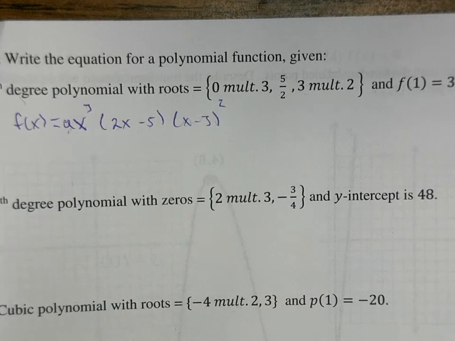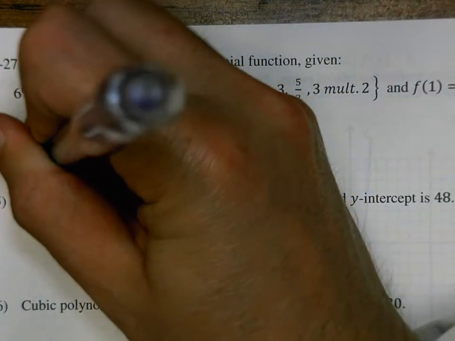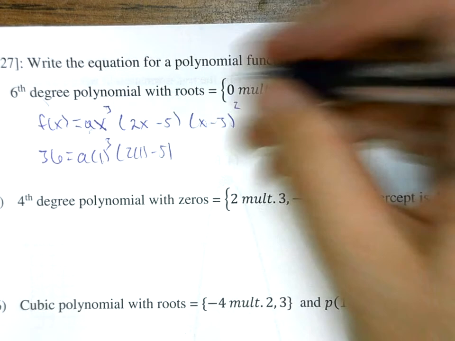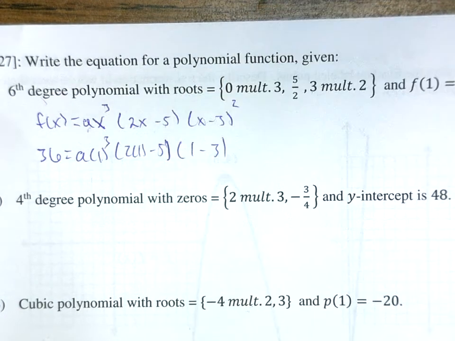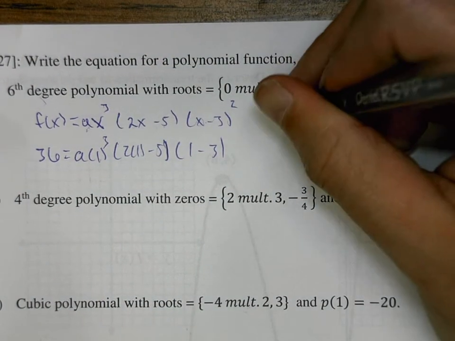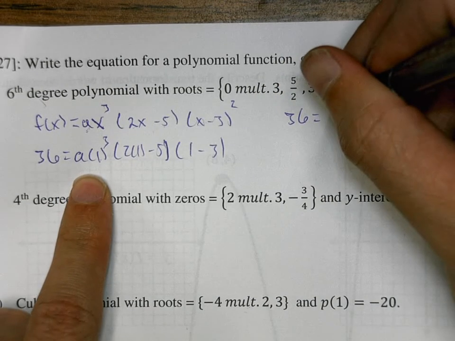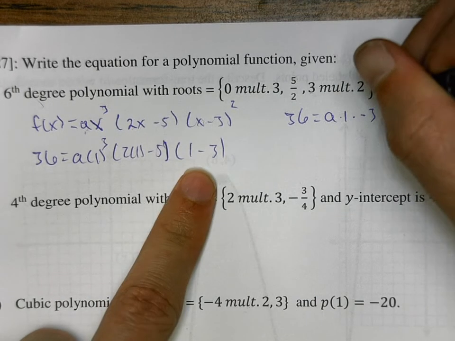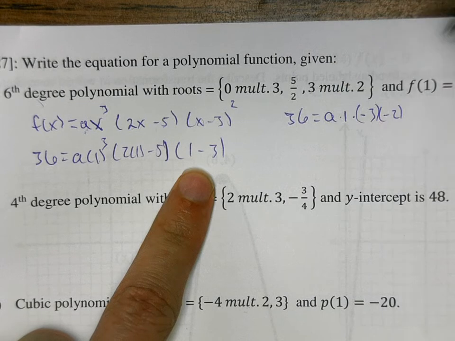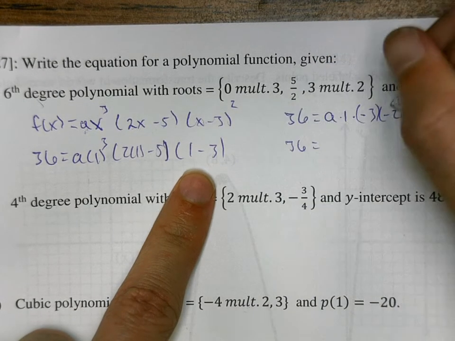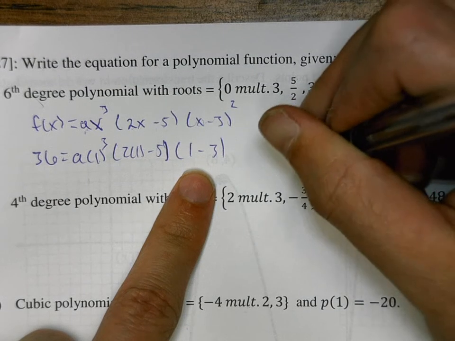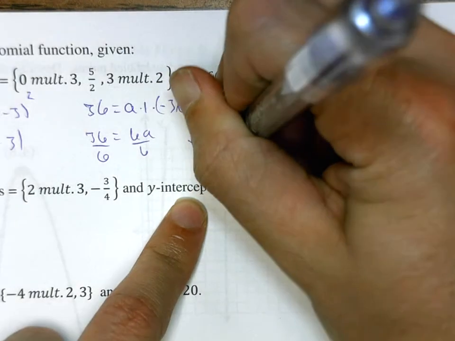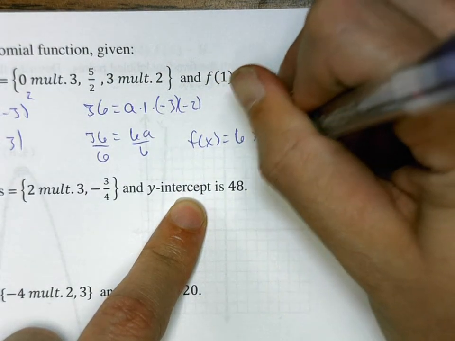So f of 1 is 36, so 36 goes in here. That's a times 1 to the third times 2 times 1 minus 5 and 1 minus 3. So therefore 36 equals a times 1. 2 minus 5 is negative 3. 1 minus 3 is negative 2. So 36 equals positive 6a. Divide both sides by 6. Therefore, your official equation is f of x equals 6, x cubed, 2x minus 5, x minus 3 squared.